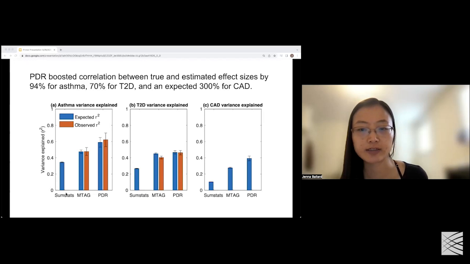We did not have validation data for CAD, but based on the expected R², there was an improvement of 300% in replication R². This might be because the replication R² was smaller for the original CAD sum stats, and since the CAD data was not from the UK Biobank, pooling this data with the much better powered UK Biobank data within PDR likely allowed for a substantial improvement.